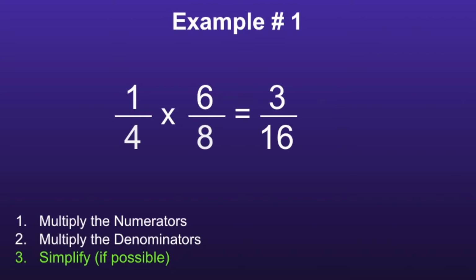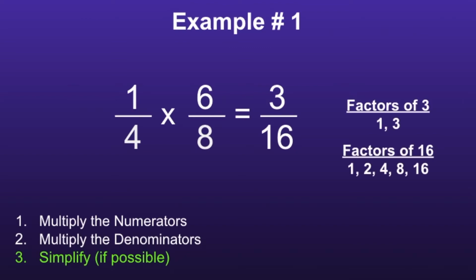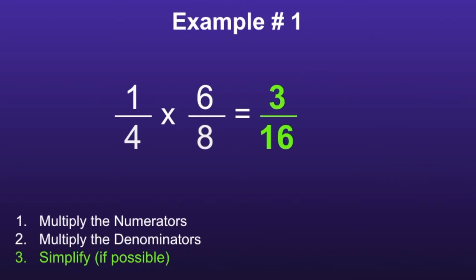In order to determine if I can simplify 3 over 16, I can write out the factors of both 3 and 16. When I do this, I can see that there are no more common factors, which means I cannot simplify any further. So the final answer will be 3 over 16.